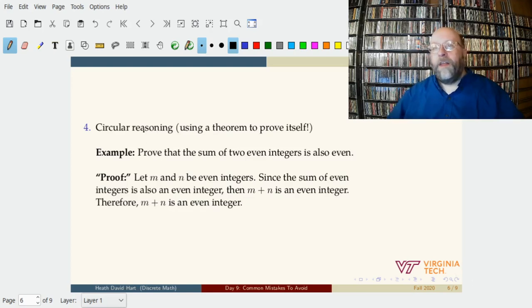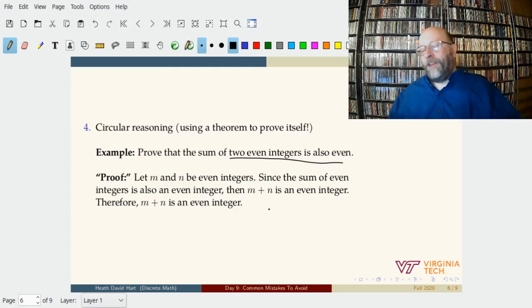Again, this is one that tends to show up more in later proofs as things become more advanced, is to use the theorem that you're proving as a step in the proof. So if we want to prove that the sum of two even integers is even, let m and n be even integers. Since the sum of even integers is also an even integer, then m plus n is an even integer. Therefore, m plus n is an even integer.